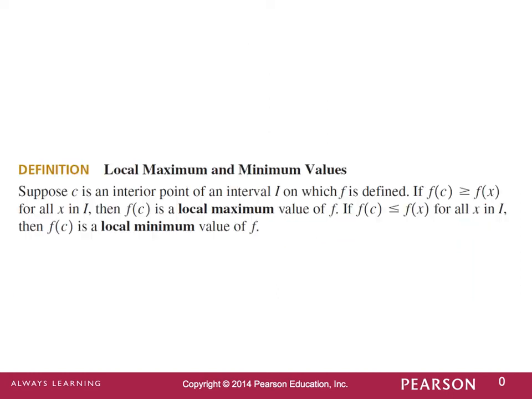The formal definition of local maximum and minimum values states that suppose we have c that is an interior point of the interval I on which f is defined. If f of c is greater than or equal to f of x for all x in I, then f of c is a local maximum value of f. And if f of c is less than or equal to f of x for all x in I, then f of c is a local minimum value of f.